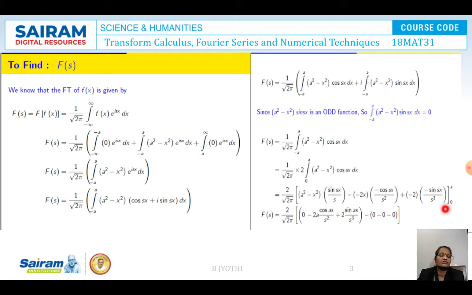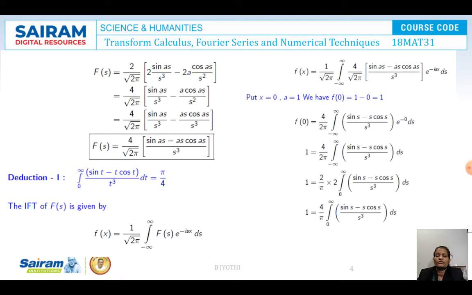When we substitute the lower limit, that is 0, all three terms will be 0, because when we substitute 0, sin 0 is 0. In the second term, since x is multiplied, it will be 0. In the third term, again sin 0 will be 0. Therefore, all three terms will be 0 when we substitute the lower limit.